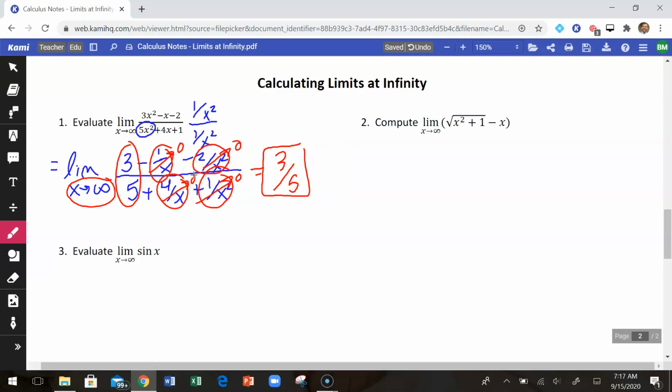Number 2, again, we can't just think about plugging in infinity, because we would have essentially infinity minus infinity, which again, we can't say that's 0 because infinities could be different. So anytime you have a square root, and then plus or minus something not inside of a square root, what we're going to do here is multiply by the conjugate on top and on bottom. So we're going to multiply by the square root of x plus 1 plus x.